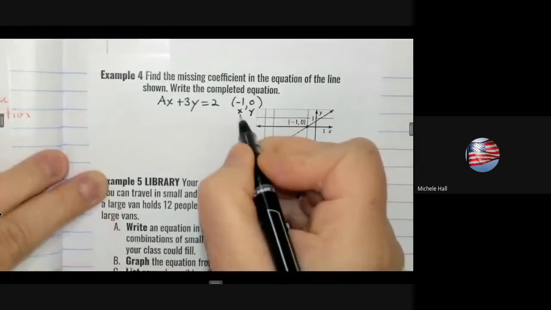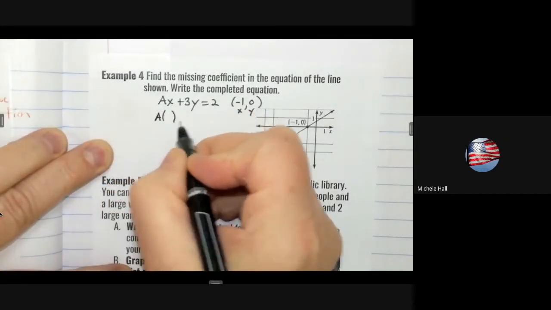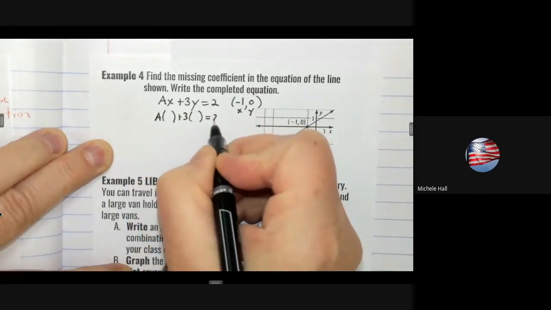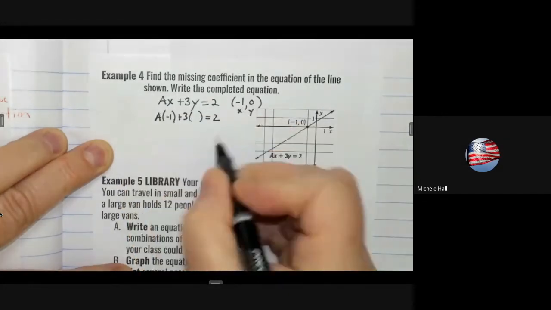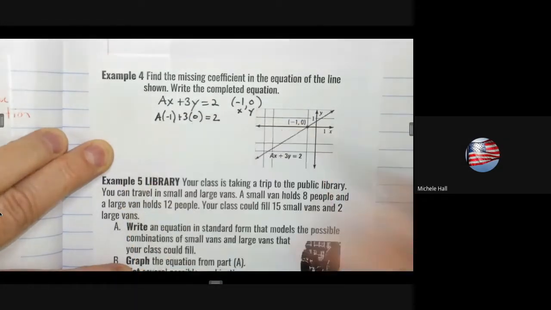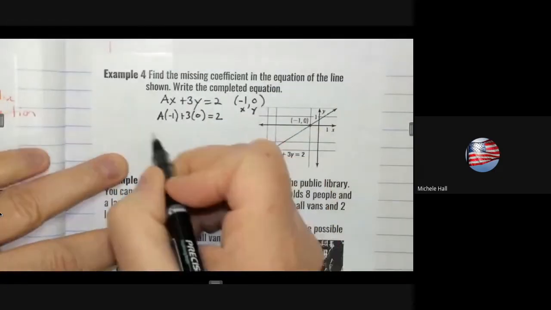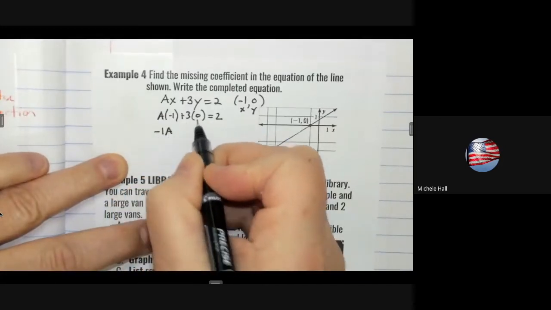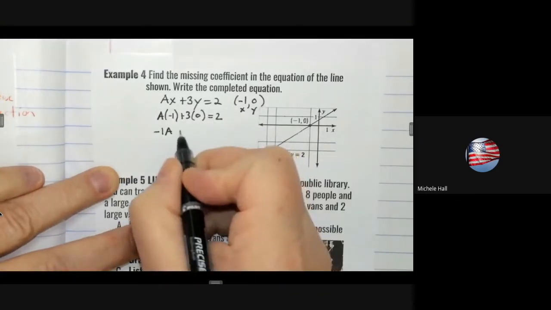All right, we're going to substitute in our x value. So we have a times x plus 3 times y equals 2. So my x is -1 and my y is 0. Ooh, how convenient. All right, a times -1 is -1a. 3 times 0 is 0, so there's nothing left there, and then we have equals 2.